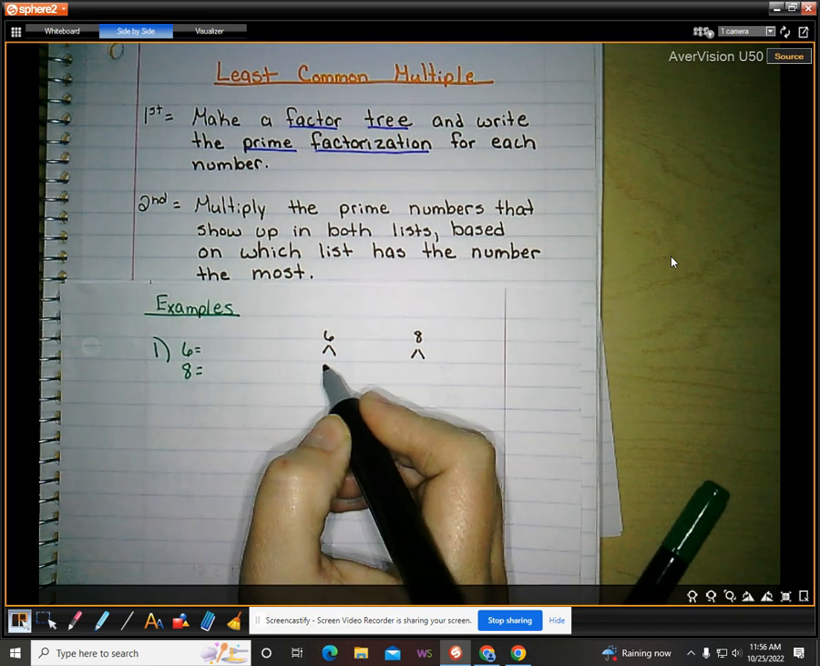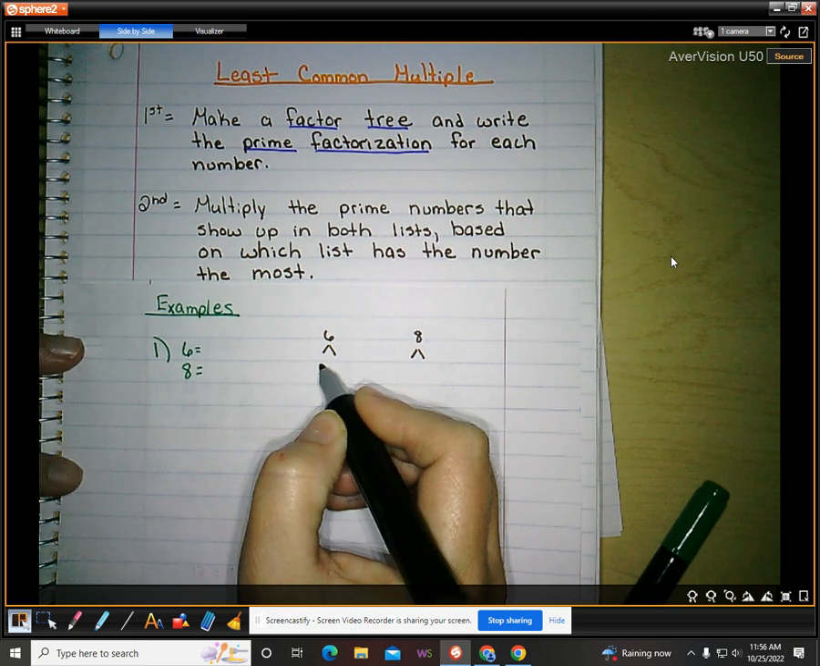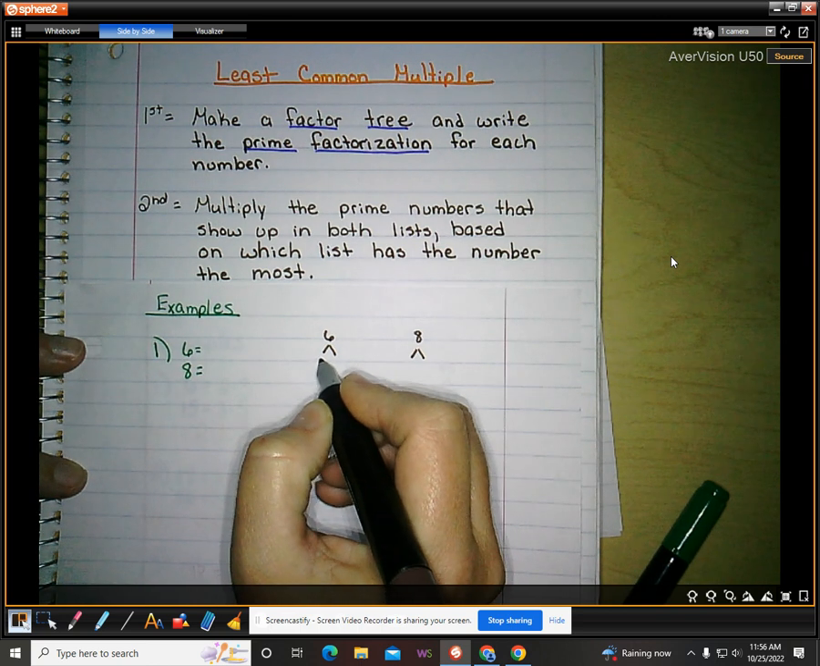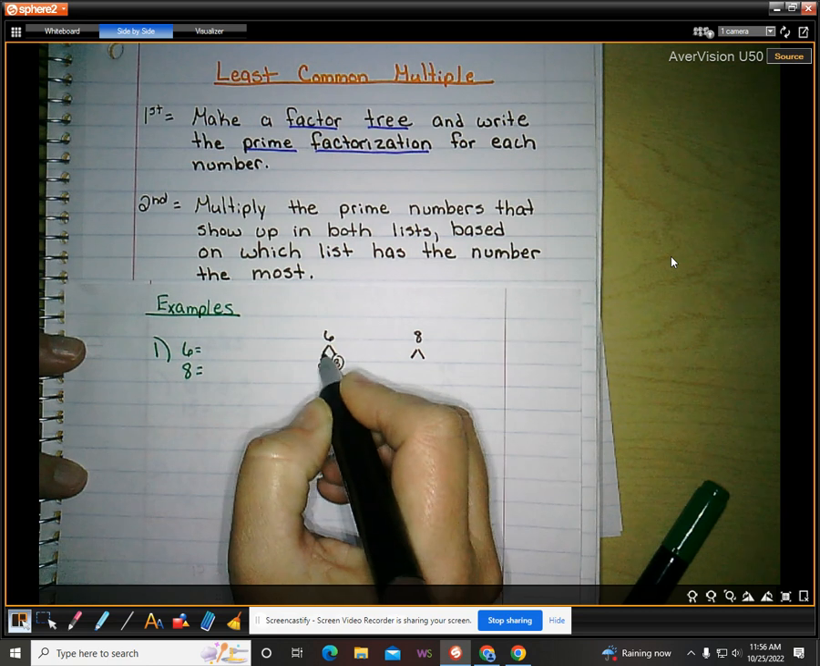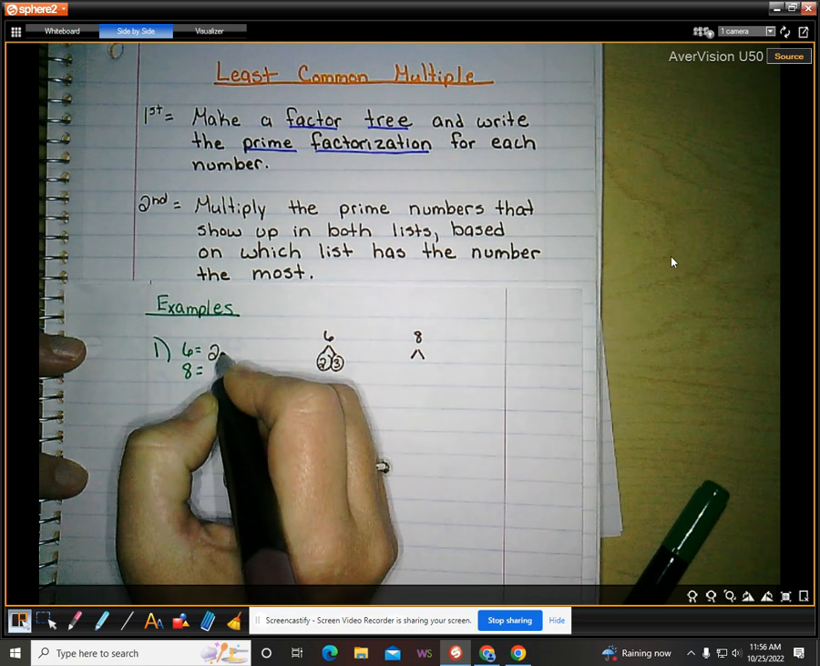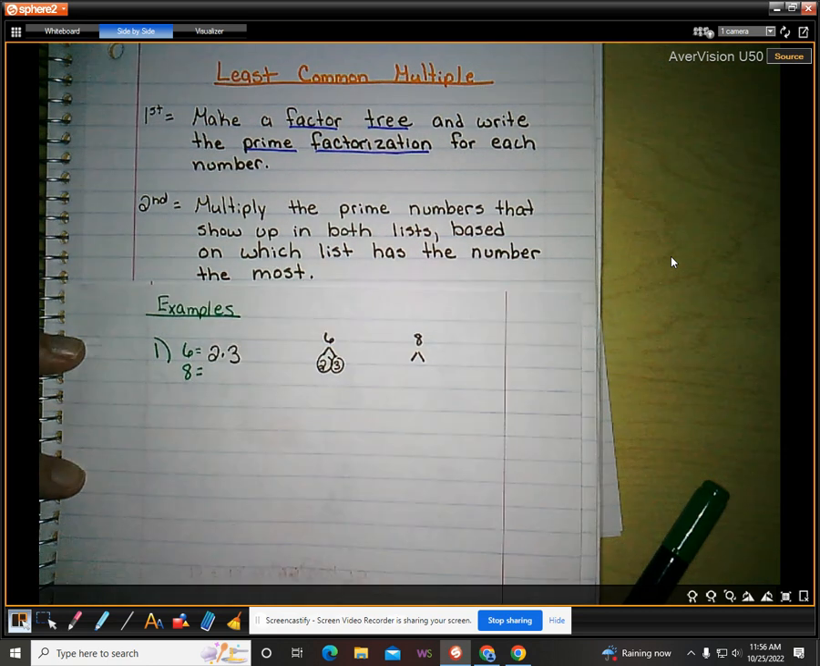So what are we going to multiply to get 6? There's only one option for this. Jordan? 2 and 3. And those are both prime. So our prime factorization for 6 would be 2 times 3. Most of you probably didn't need to make a tree for it.